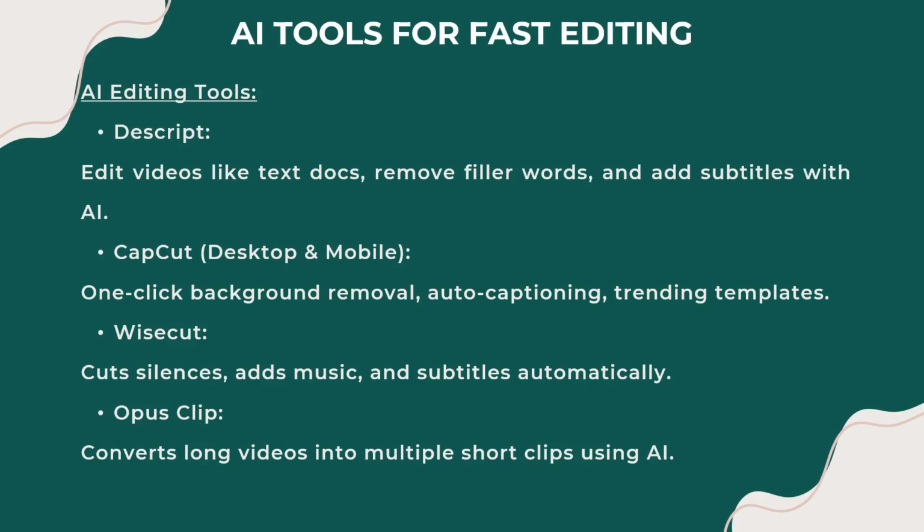VoiceCut is another AI tool that we can use to cut different silences from our videos. We can add different background music to our videos. We can add subtitles to our videos automatically using VoiceCut. Then there is another called Opus Clip. Opus Clip can convert our long form videos into multiple short form clips using AI, and it can also auto reframe our videos as well.